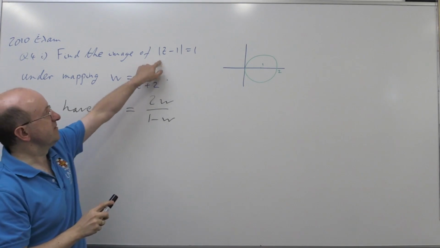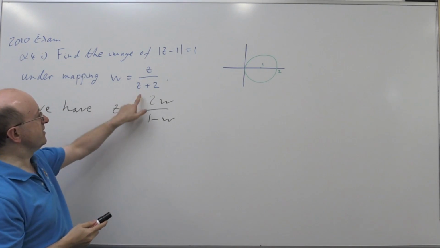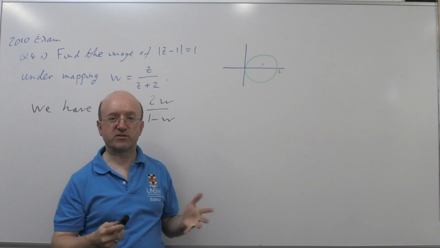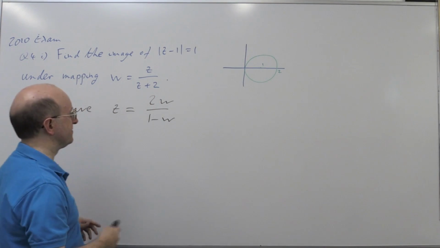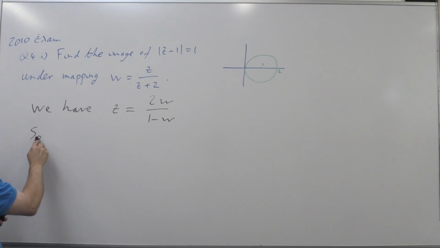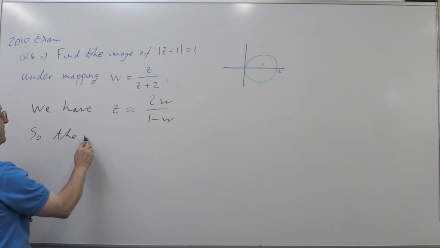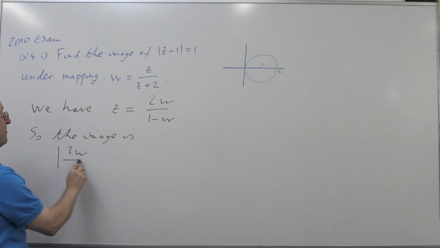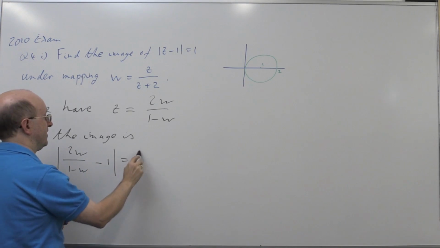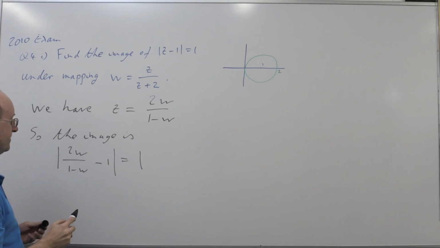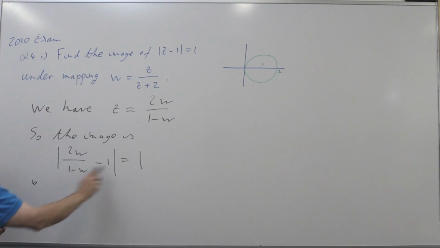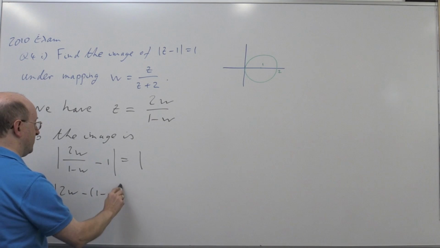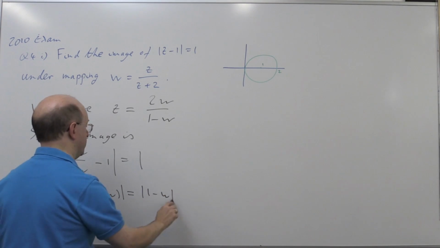And we substitute this into that equation. Now, since the singularity of this linear fractional transformation is at minus 2, which is not on the circle, we're actually going to get another circle out at the other end, not a line. So putting this in, the image is given by 2w over 1 minus w minus 1, modulus of that is equal to 1. So we rearrange this, multiply up by 1 minus w, and I get modulus of 2w minus 1 minus w is modulus of 1 minus w.